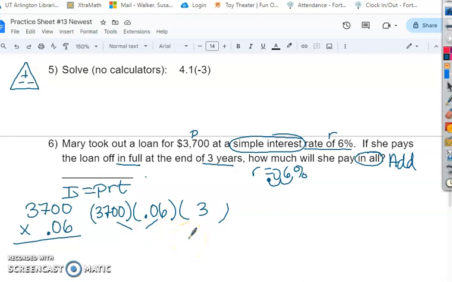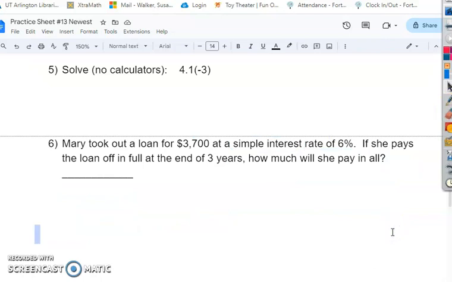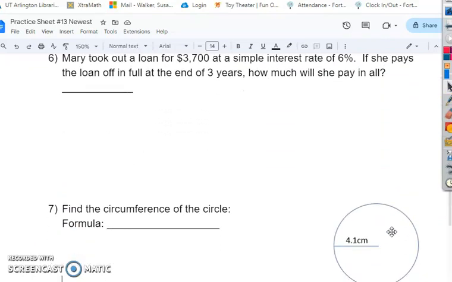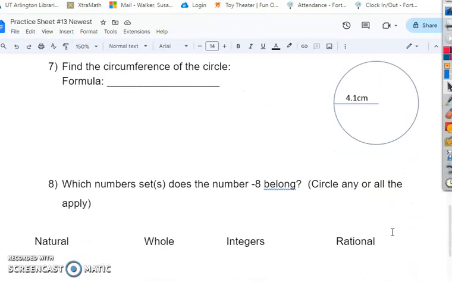In your last step, because it says in all, guys, you need to add. Don't forget that, okay? Sometimes the questions ask for the interest, and sometimes it asks for in all. If it's in all, we need to add. Okay. Circumference, guys, I'm not doing that for you at this point. All I need you to make sure you know is this is the radius. Do not use the area formula. Don't use the area formula. Okay? Number 8.